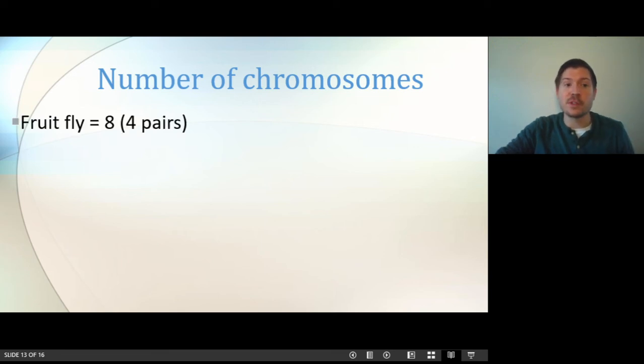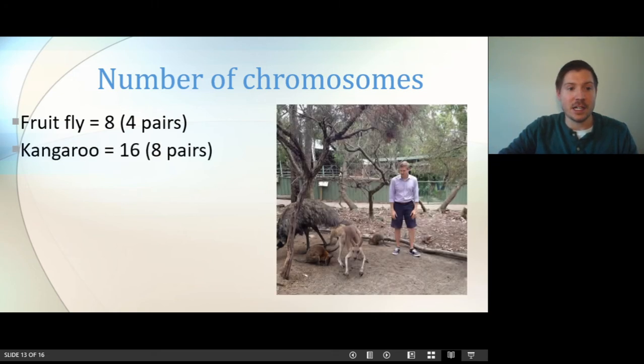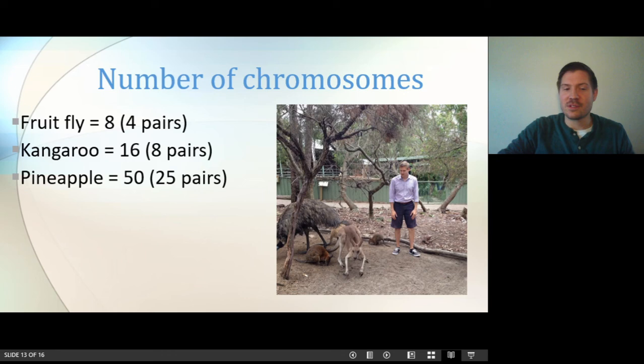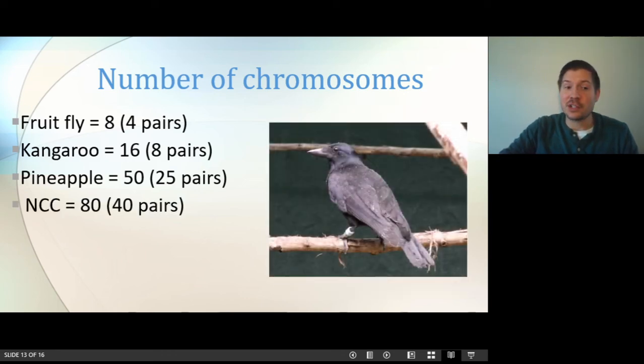For example, fruit flies have 8 chromosomes. This is one of the reasons they are widely studied in genetics, because they have a smaller genetic code and it's easier to track changes in them. Kangaroos have 16 chromosomes. A pineapple has 50 chromosomes, so a little bit more than we do. The New Caledonian crow has 80 chromosomes.